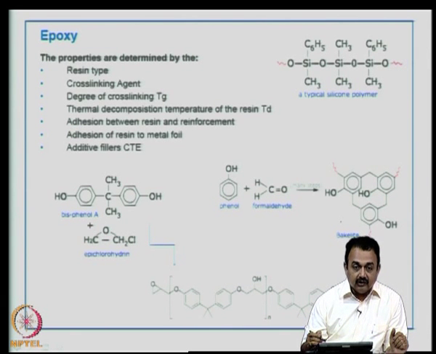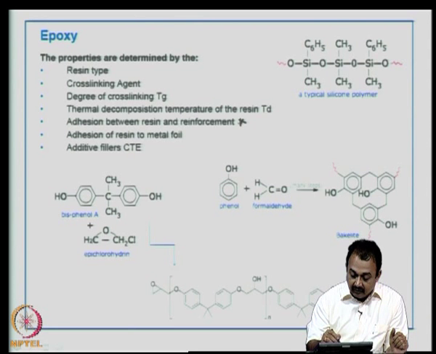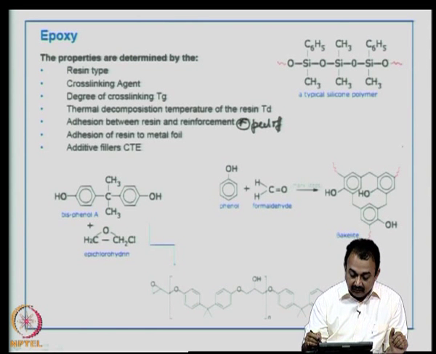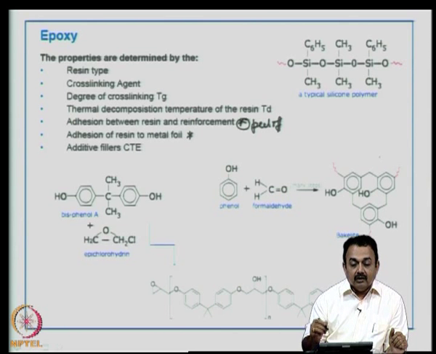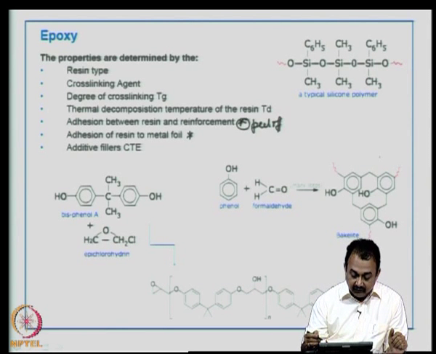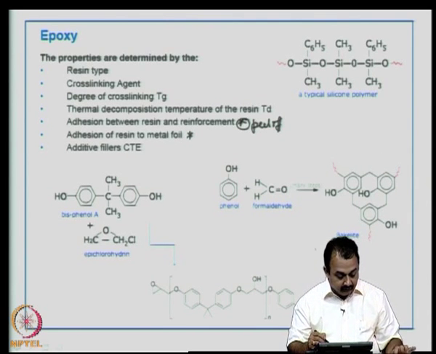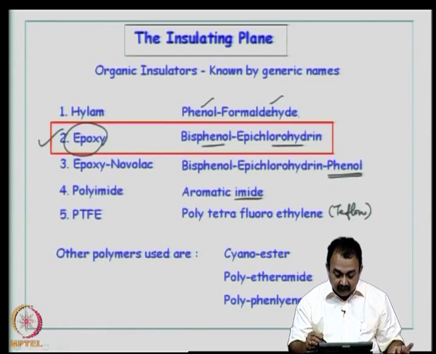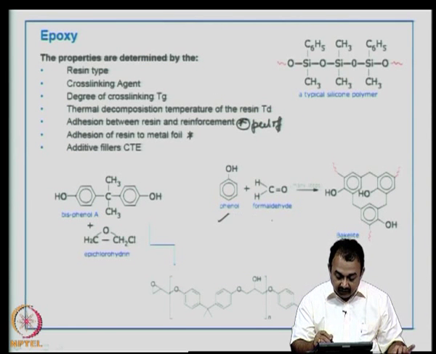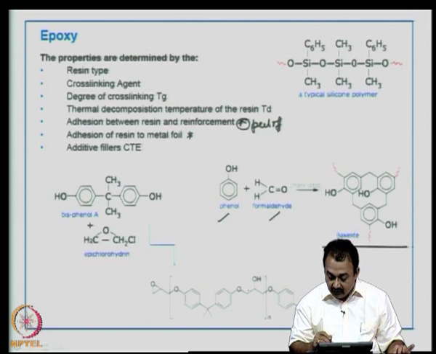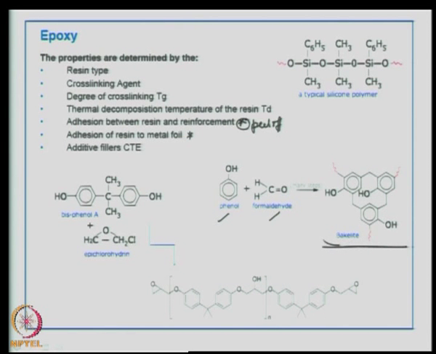Adhesion between resin and the reinforcement, I told you, is very important, because once again if there is a peel off, then your board is not reliable. Adhesion of resin to metal foil is also very important. Additive fillers will improve, or modify, the CTE. In the previous slide I talked about Hylam, phenol formaldehyde. So, you have the phenol plus the formaldehyde to give you a Hylam, commercial name bakelite structure.